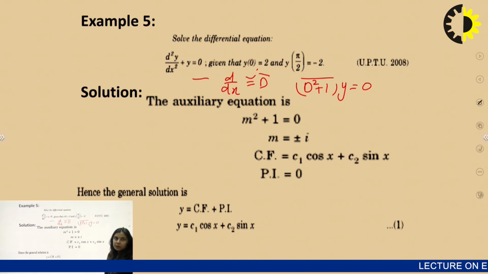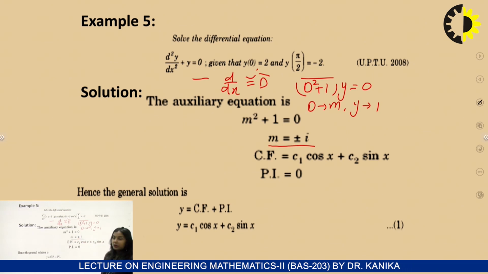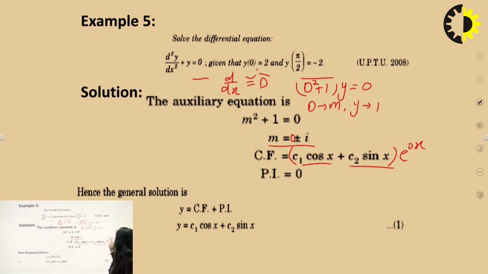Now to find the auxiliary equation, we will replace D by m and y by 1. So the auxiliary equation will be m square plus 1 is equal to 0. So the roots of this equation are plus minus iota. So because these roots are imaginary, the complementary function will be (c1 cos x plus c2 sin x) into e power 0x, because here the real part of the root is 0. Now the value of e power 0x is equal to 1. So the complementary function will be c1 cos x plus c2 sin x.